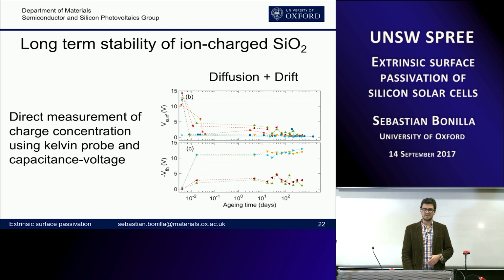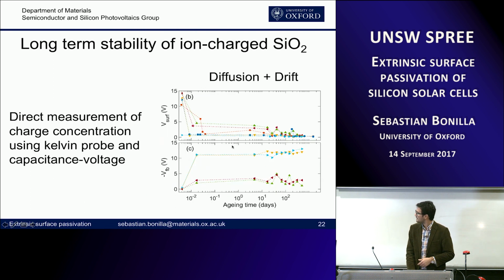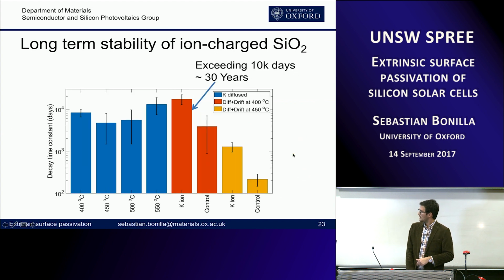Just to double check what we were doing, we also measured the charge concentration. So we did Kelvin probe and we did flat band voltage measurements in CV. And we can see that the samples that did have potassium ions, so these blue and yellow, do show the shift in the flat band voltage, indicating that the charge concentration is there. In this case, I think we only did it for about 500 days. But that's still a pretty good indication that the charge is sustained in the dielectric coating, at least in lab conditions. We characterize all of this using a decay time constant, so simply fitting a single exponential decay curve.